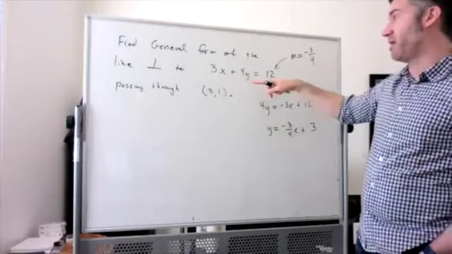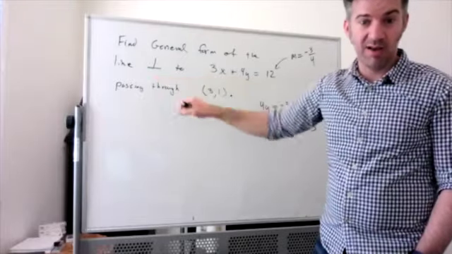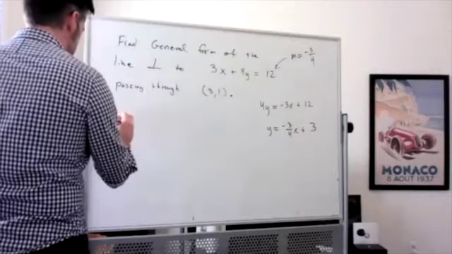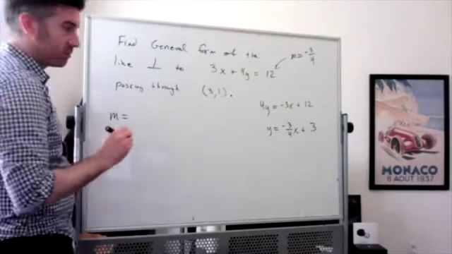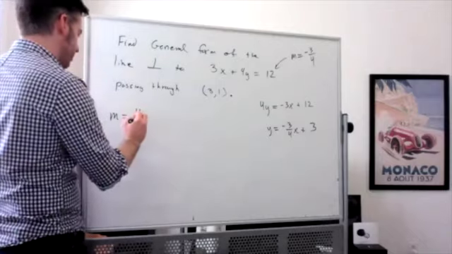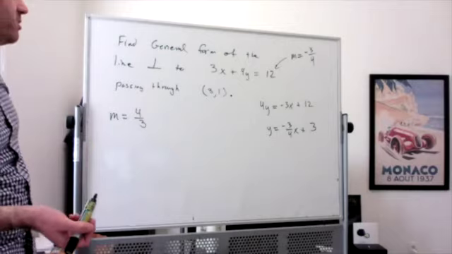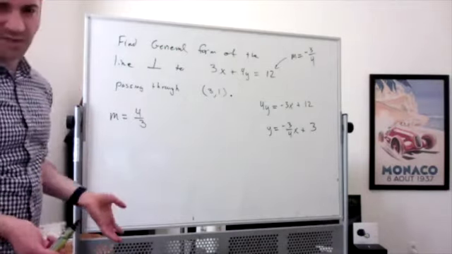So if the slope of the line is -3/4 and our line is perpendicular to that line, what's the slope of our line? Yeah, +4/3.